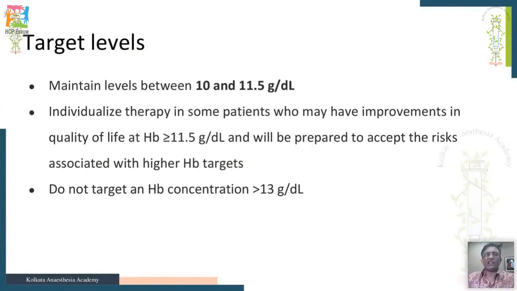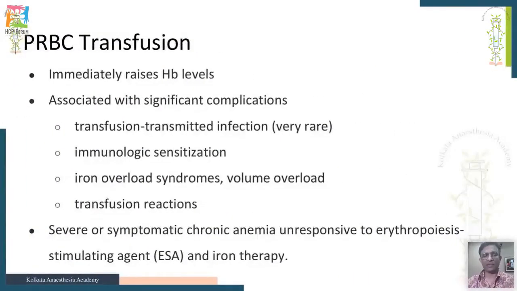The target level of hemoglobin in a person with ESKD on dialysis is between 10 and 11.5. Hemoglobin above 13 has also been found to be a bad prognostic marker, especially after a procedure.